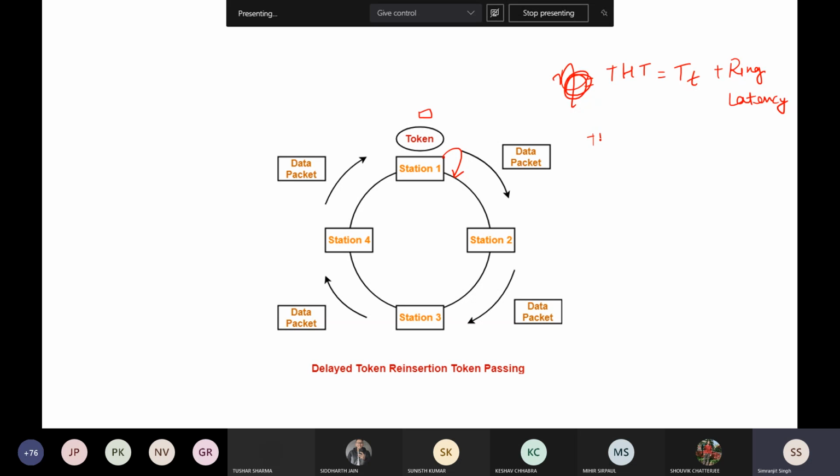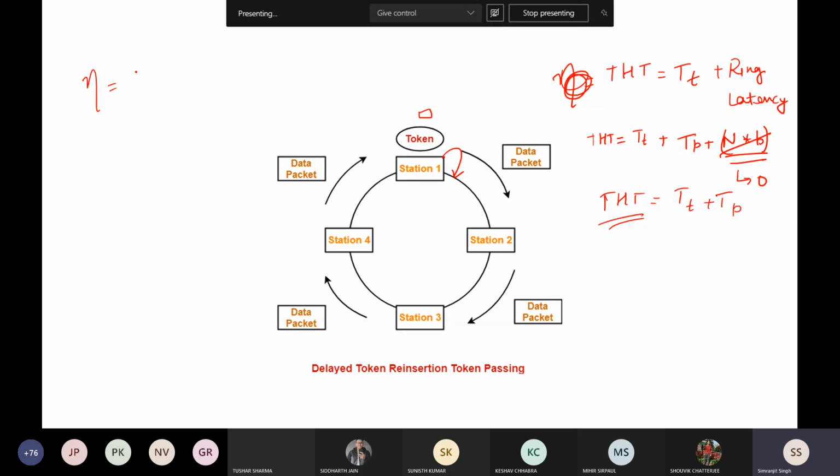If you find the ring latency, we have already discussed that it is the time taken by a bit to complete one circle, that is TP, plus the bit delay, because it goes through every station, so there will be a bit delay of n into b. This particular time is very negligible, because you are only holding some bits, so I am ignoring it and equating it to zero. So your token holding time will be very close to TT plus TP. You can put this value in the efficiency formula.